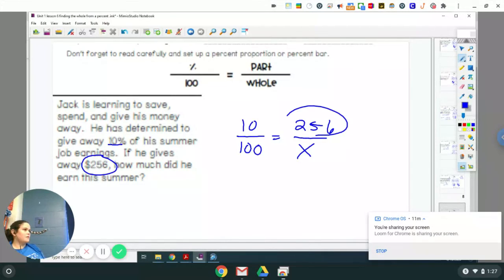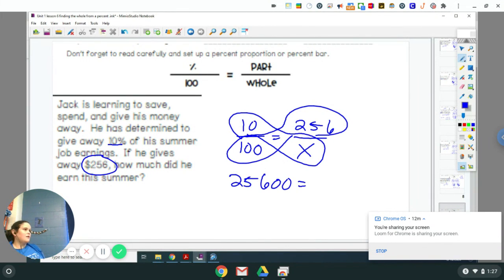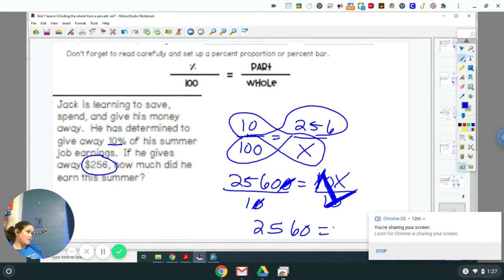So we're going to do our butterfly and cross multiply. So 256 times 100 is 25,600. And then 10 times X is just 10X. So you divide the right and the left side by 10. This crosses off. And then 25,600 divided by 10 is 2,560. So he made $2,560 over the summer. It's pretty good.